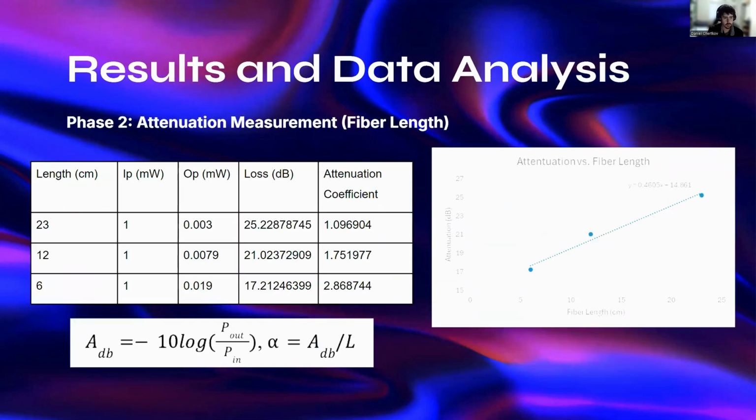On the next slide, for attenuation, the total loss in our system increased with fiber length, while the attenuation coefficient increased for shorter fiber lengths. This means that although the total loss is lower for shorter lengths, it also has a higher loss per centimeter.